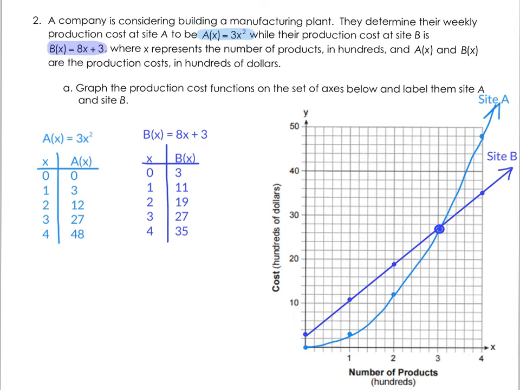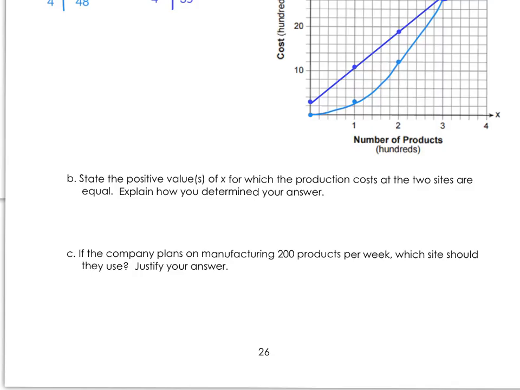So now I have both my graphs, they're labeled, and I can see where they intersect, and I put a bigger circle on there so you can see that this is the point that is on both of those graphs. Now we can go ahead and look at the follow-up questions.